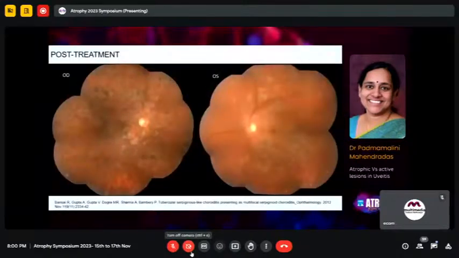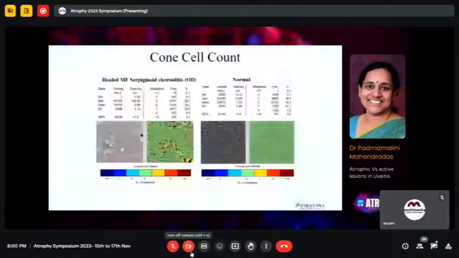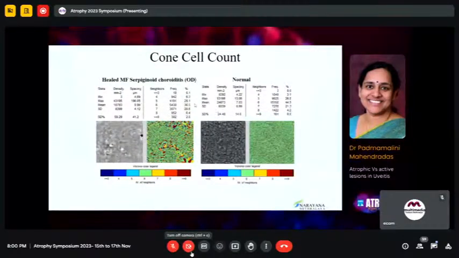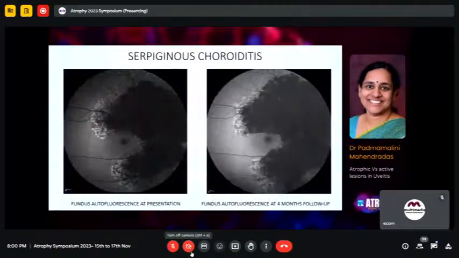Following treatment, we could see the complete resolution of the choroiditis lesions in both eyes. But when we did the adaptive optics, we could see the cone cell count has significantly decreased to around 5,000 compared to the age-matched normal controls. And also we could see the areas of hot colors corresponding to the areas of the chorioretinal scars in serpiginous-like choroiditis. In serpiginous choroiditis, it's immune-mediated, affects mainly the peripapillary region.